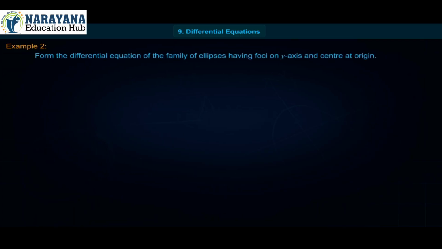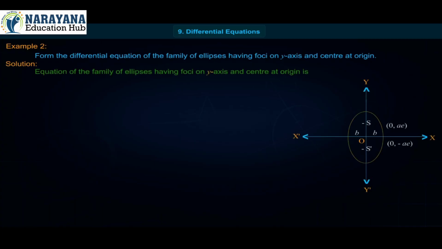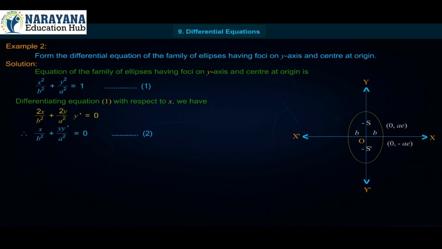Example 2. Form the differential equation of the family of ellipses having foci on y-axis and center at origin. Solution. Equation of the family of ellipses having foci on y-axis and center at origin is x square upon b square plus y square upon a square is equal to 1. Equation 1. Differentiating equation 1 with respect to x, we have 2x upon b square plus 2y upon a square y dash is equal to 0. Therefore, x upon b square plus y dash upon a square is equal to 0.